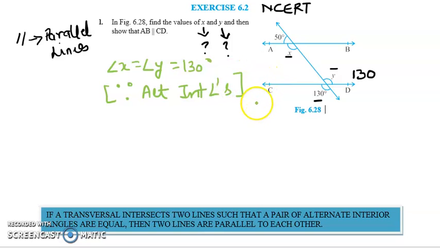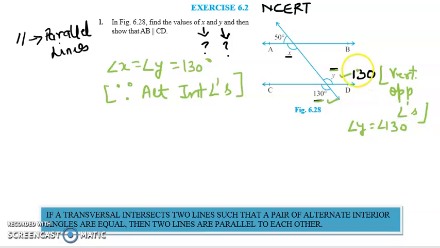One method is this. I am repeating again. This angle 130 will be equal to angle y because it is vertically opposite angle. I'm writing in short, vertically opposite angles. So this angle and this angle, I'm saying y will be equal to 130 degree. So angle y will be equal to 130 degree because it is vertically opposite angle. Now if this y is 130, this will be equal to angle x.